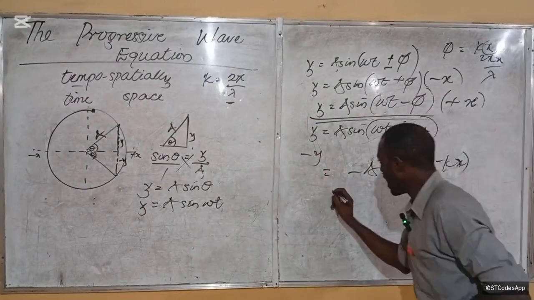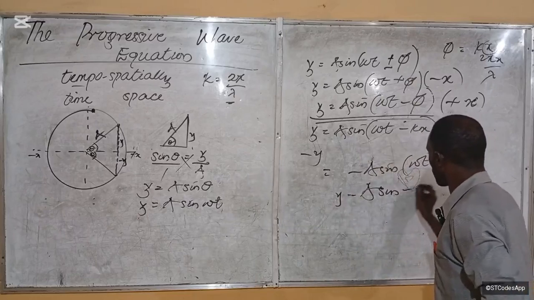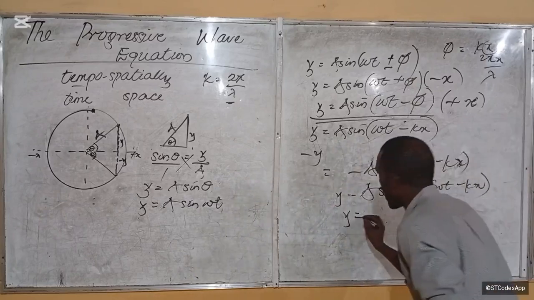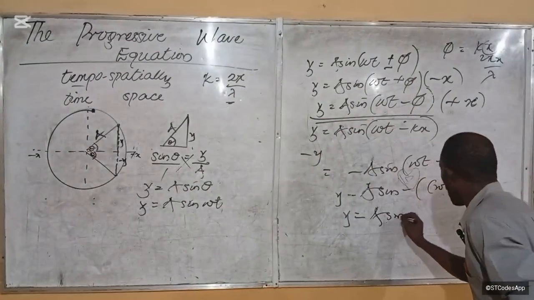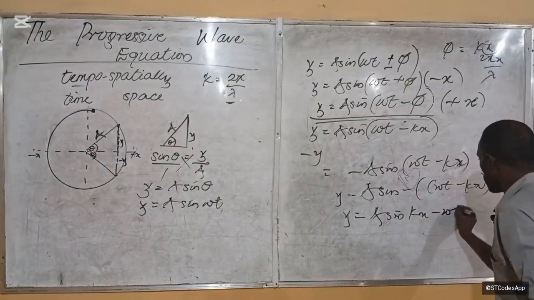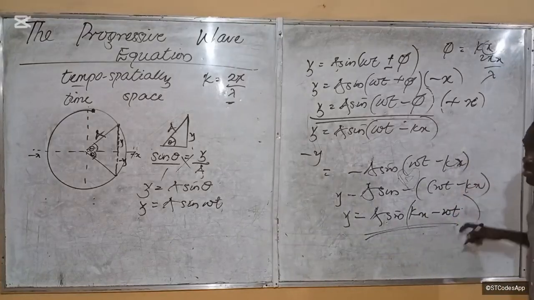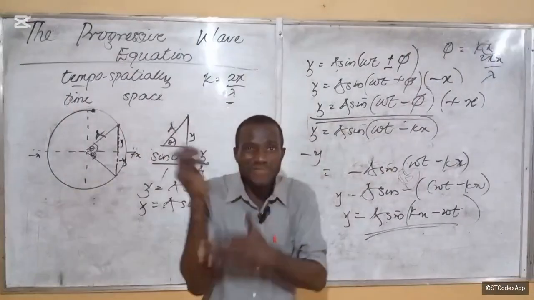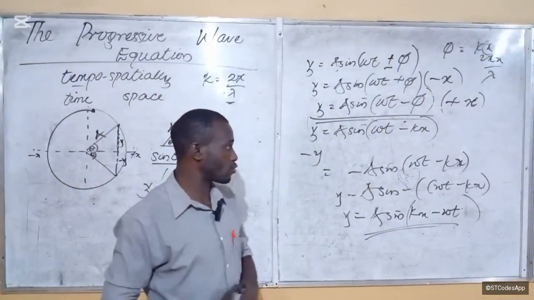Does that make sense? That means it's still the same as a sin(−ωt − kx)... By the time I open the bracket, I have a sin(kx − ωt). Did you see that my equation is turned around now? So it depends on the convention and the phase we are considering. I hope I've been able to do justice to that.